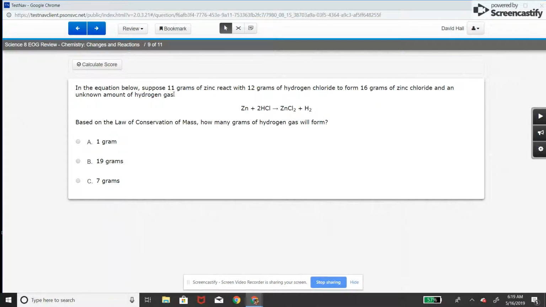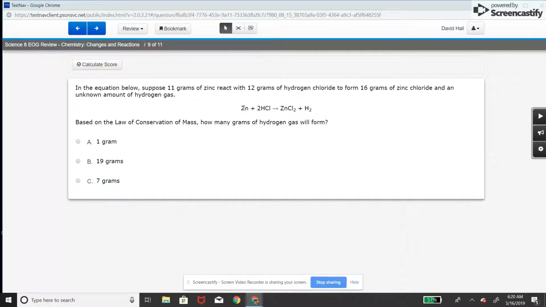Equation below. Suppose 11 grams of zinc reacts with 12 grams of hydrogen chloride to form 16 grams of zinc chloride, and an unknown amount of hydrogen gas. Based on the law of conservation of mass, how many grams of hydrogen gas will form? The law of conservation of mass tells us that matter is neither created nor destroyed, so the amount you start off with on the reactant side must equal the amount of mass on the product side.